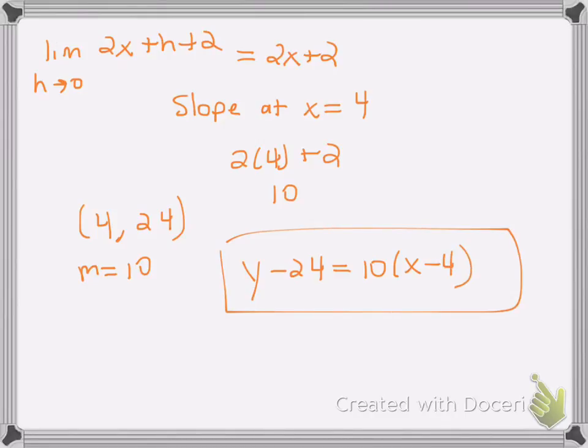And I'm done. So once again, I gave you a function, I gave you a point. You need to find the slope at that point, which means take the derivative, using the limit definition, plug in the x value, find your slope, and then write your equation.